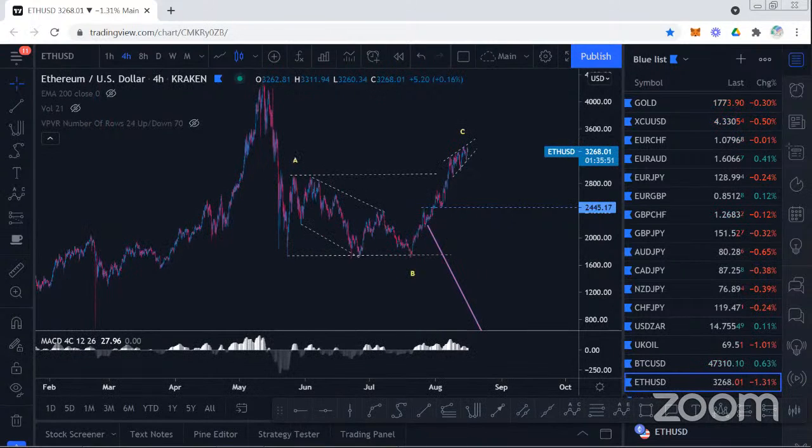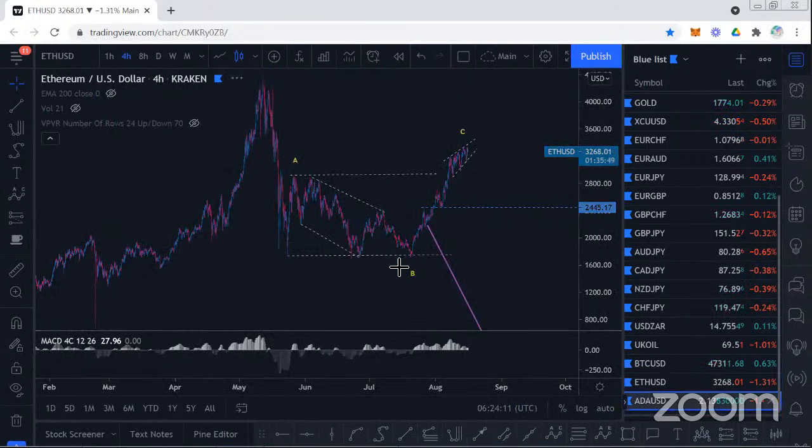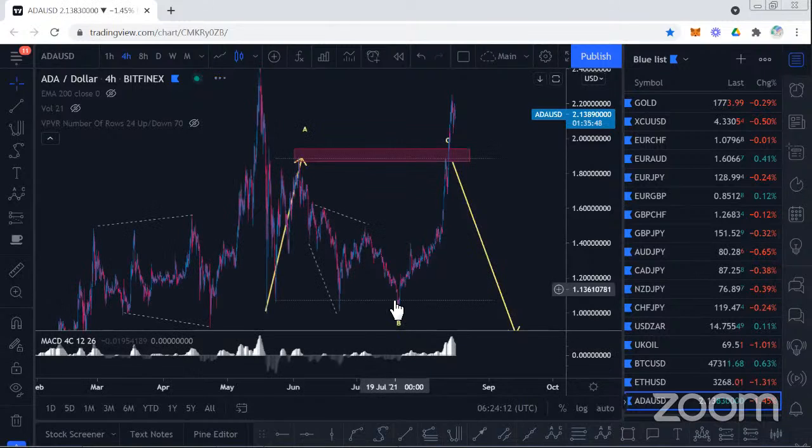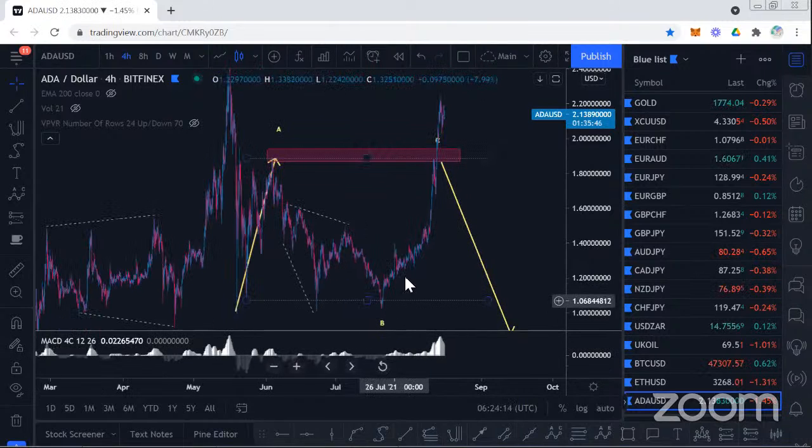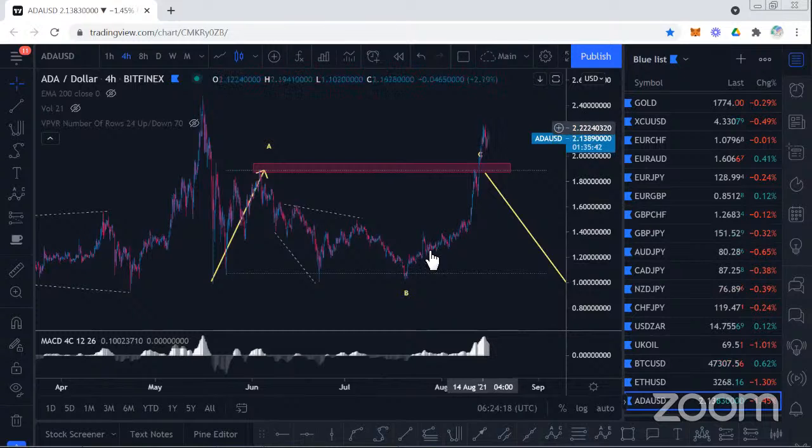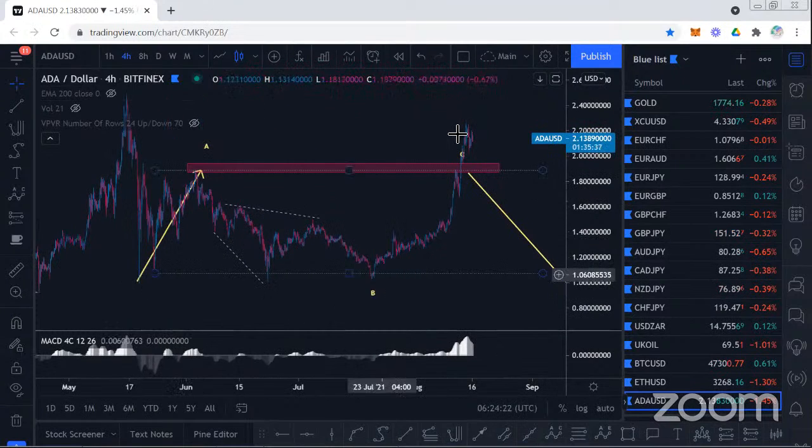And when we look at Cardano, we're seeing the same thing. It's had a really, really solid run. I mean, this is a phenomenal C wave from 1 all the way up to 2.13. That's 100 and something percent. But structurally speaking, you have this ABC structure.